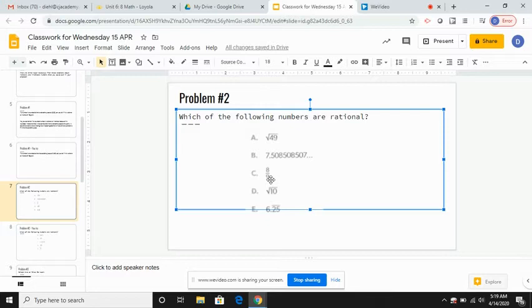Therefore, it has to be a rational number. We also know that it's 0.8 repeating, and we know repeating decimals are rational. So far, A and C are rational numbers.